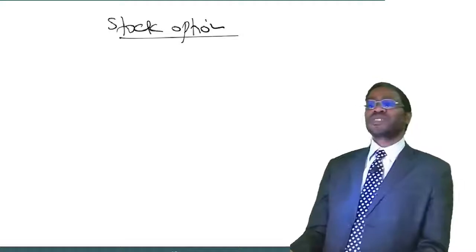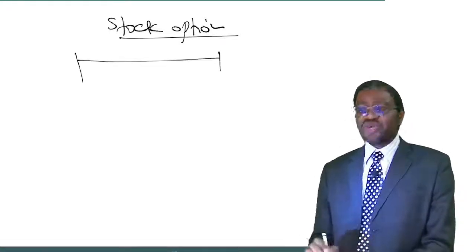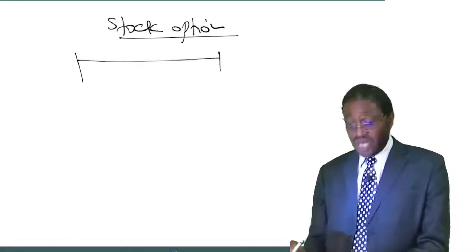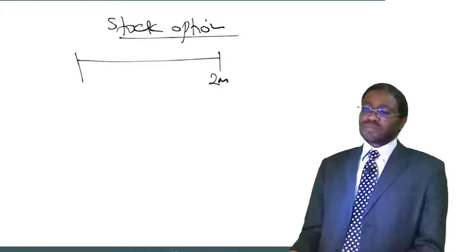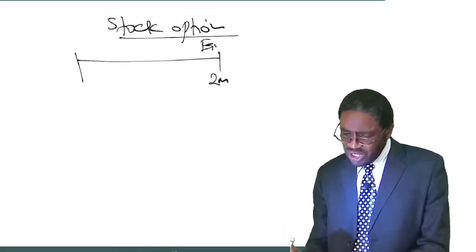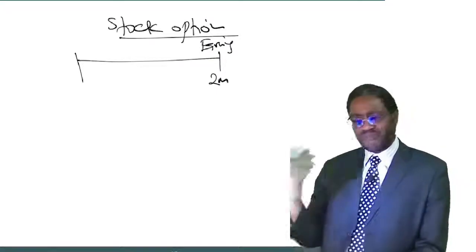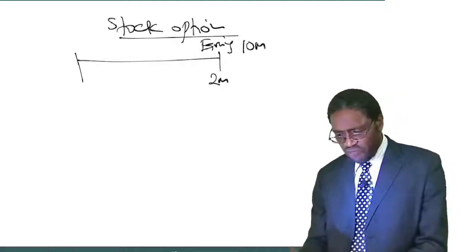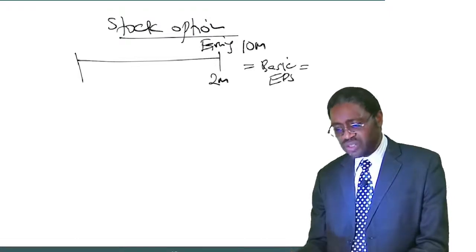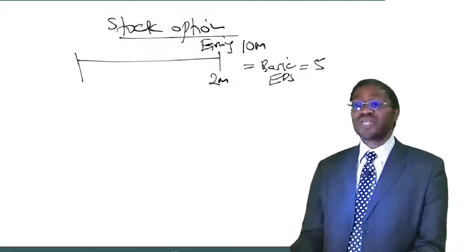Listen again. During the year, your company by end of this year had 2 million shares. The earnings attributable to ordinary shareholders, which is the net profit after tax and preference dividends, were 10 million. So it is obvious your basic EPS was 5 shillings, which is 10 divided by 2 million, that is 5.